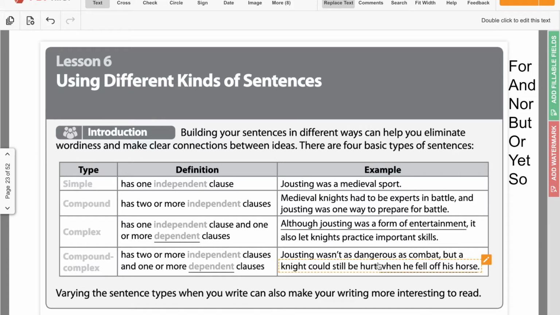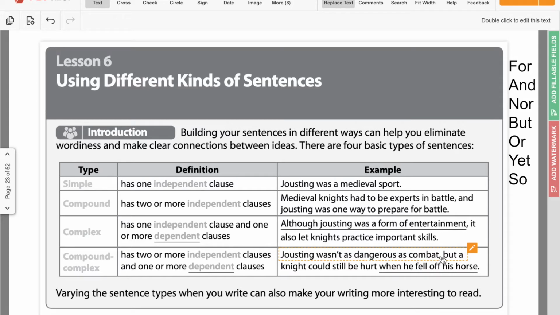The last type is a compound complex sentence. So this one is a little bit more complicated. It has 2 or more independent clauses. So it has to have 2 independent clauses and 1 or more dependent clauses. So usually it's just going to be 2 independent, 1 dependent. So here it says jousting wasn't as dangerous as combat.